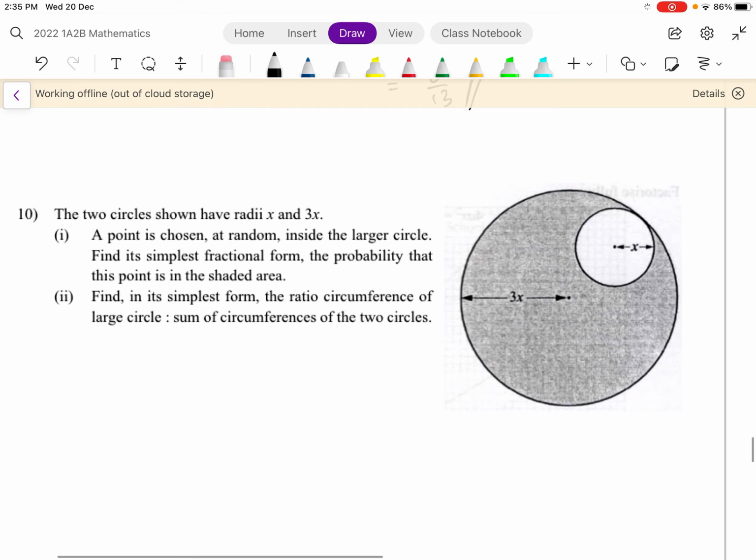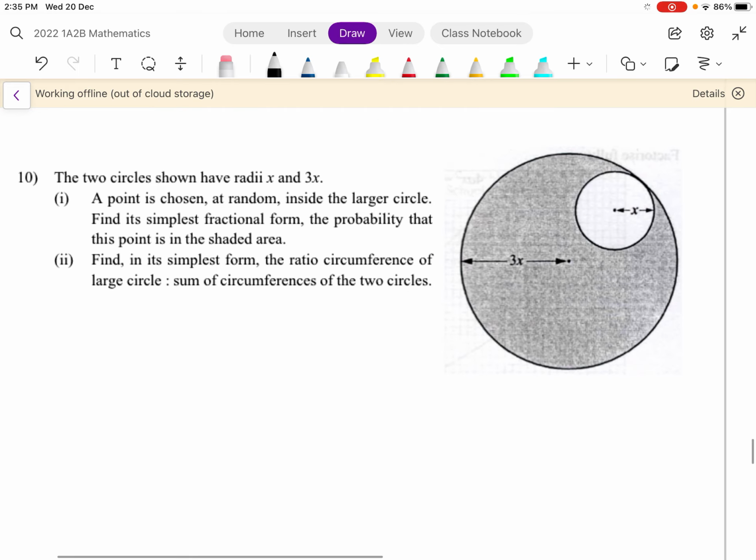Okay, question 10 part 1. Here we have two circles of different radius. The small circle has radius x, the big circle has radius 3x.